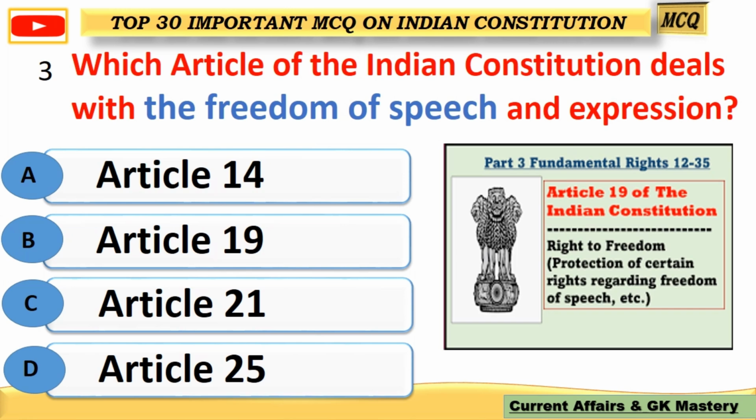Next, which article of the Indian Constitution deals with the freedom of speech and expression? A. Article 14. B. Article 19. C. Article 21. D. Article 25. Correct answer is B. Article 19.